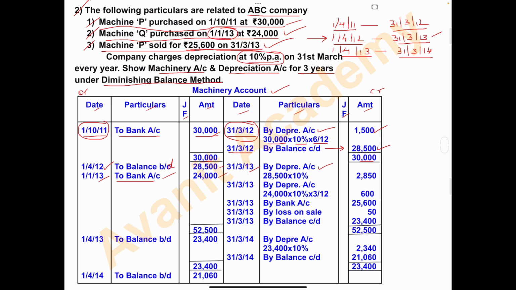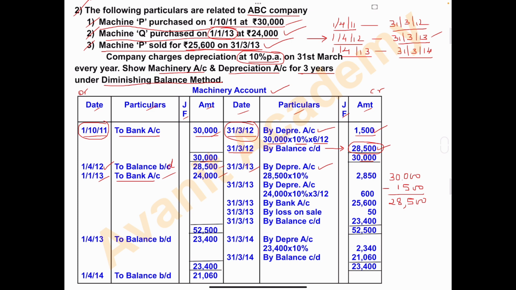From this 30,000 minus the depreciation amount. Depreciation amount on machine P is 1,500. So now the value of machinery is 28,500. So now the value of machinery P is 28,500, and on this value we have to calculate depreciation. This is the written down value method or diminishing balance method.